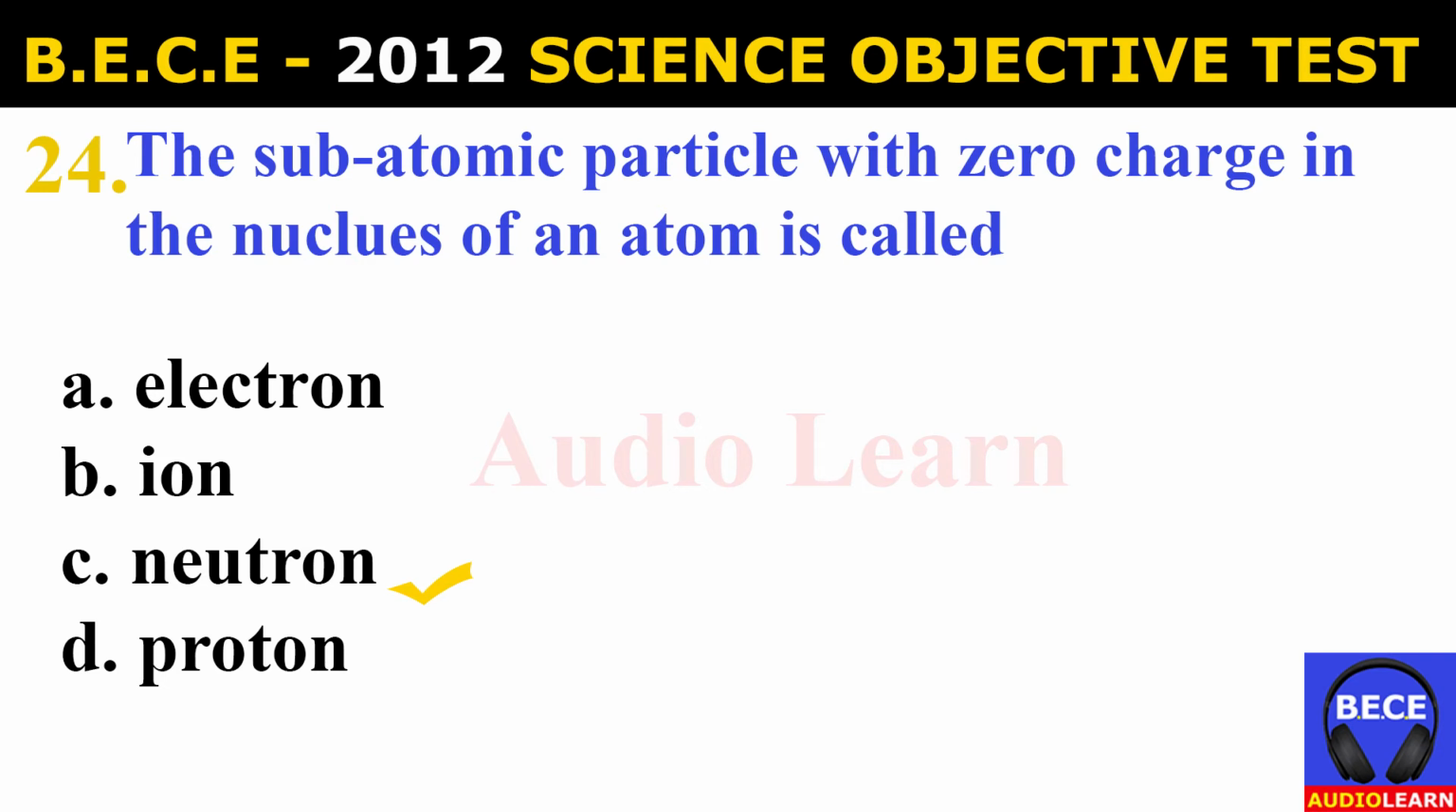Number 24. The subatomic particle with zero charge in the nucleus of an atom is called A. Electron. B. Ion. C. Neutron. D. Proton. And the answer is C. Neutron. The subatomic particle with zero charge in the nucleus of an atom is called neutron.